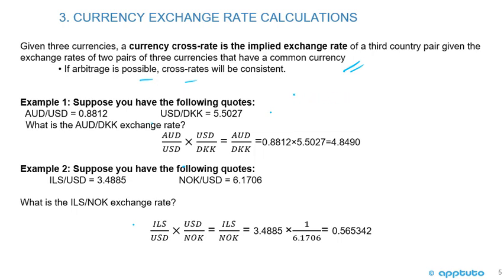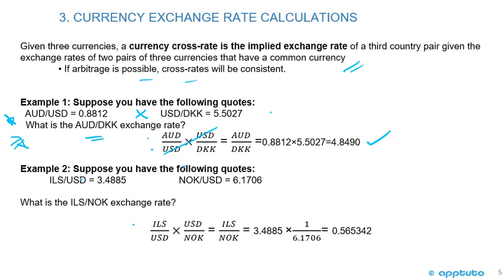So example number one, suppose you're given the following quotes, and this is the exact same example in terms of the math that we just did on the previous slide. We've got the AUD to US dollar 0.8812, US dollar to DKK 5.5027. So what is the AUD to DKK? Write it out like this: AUD to US dollar, which is the way they've presented it. US dollar to DKK is the way that we presented it. Cross it out. So we know we're using the multiplication here of just the two rates, 0.8812 times 5.5027. We're going to get 4.8490.